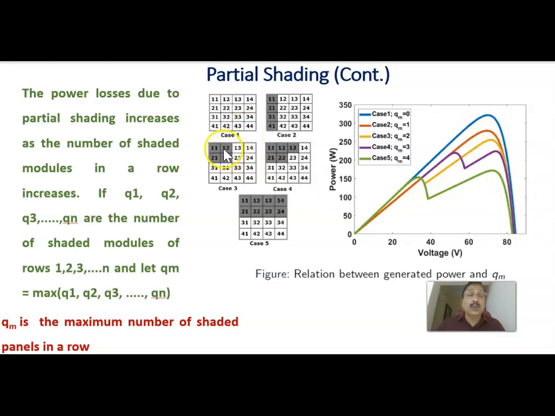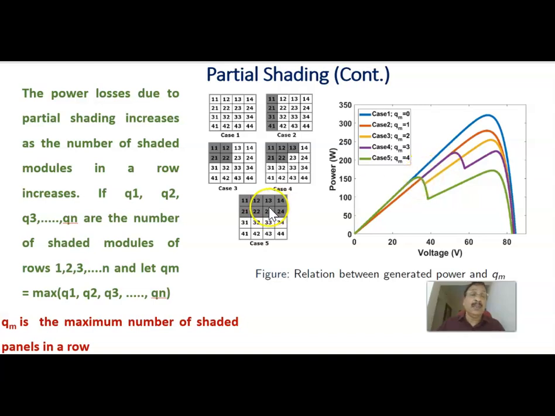Now, if QM equals 2, that is, instead of this row, it is shaded in this pattern, the number of panels shaded in a row is equal to 2. The maximum number of panels shaded is equal to 2 here. In that case, when QM equals 2, it is the yellow one. This is the PV plot. Maximum power is reducing, and at the same time there are 2 maxima coming, one here and another here.